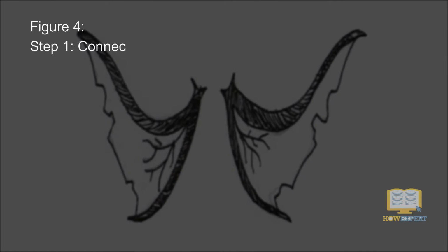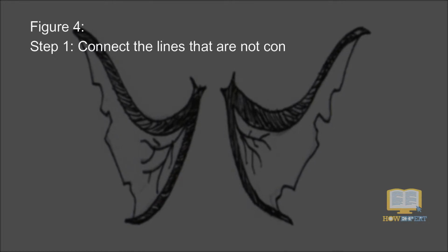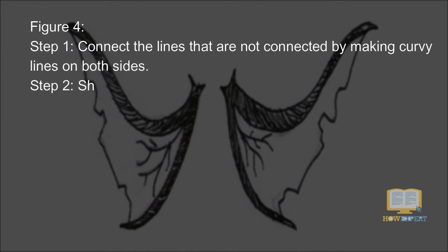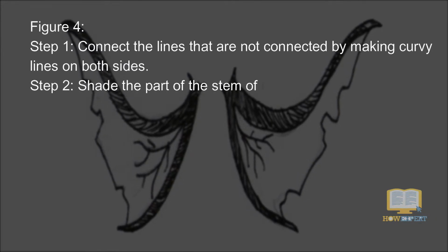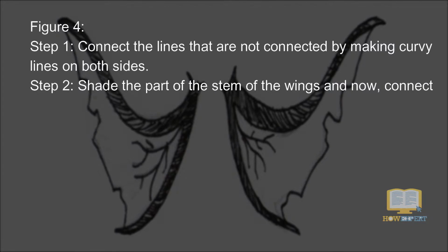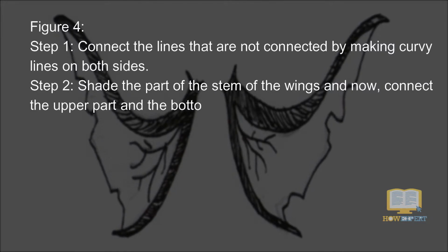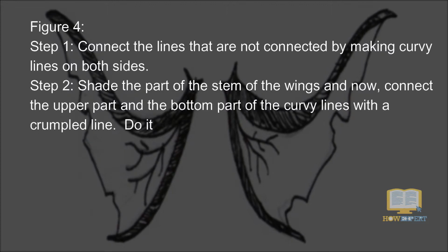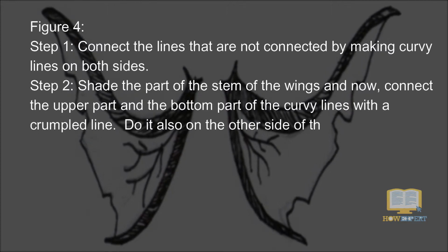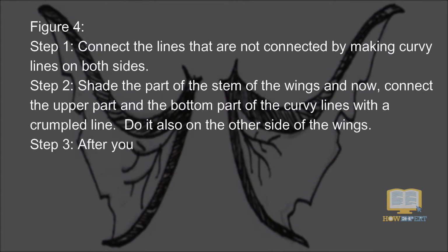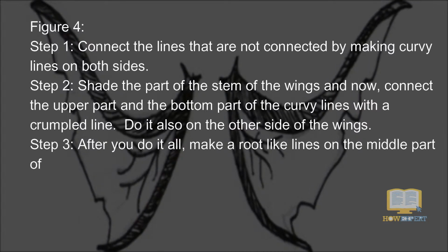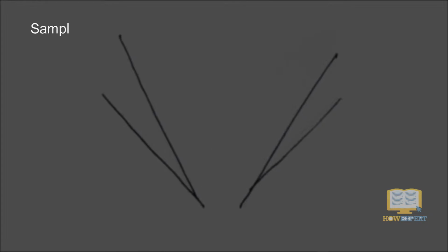Figure 4, Step 1. Connect the lines that are not connected by making curvy lines on both sides. Step 2. Shade the part of the stem of the wings, and now connect the upper part and the bottom part of the curvy lines with a crumpled line. Do it also on the other side of the wings. Step 3. After you do it all, make root-like lines on the middle part of the two wings.